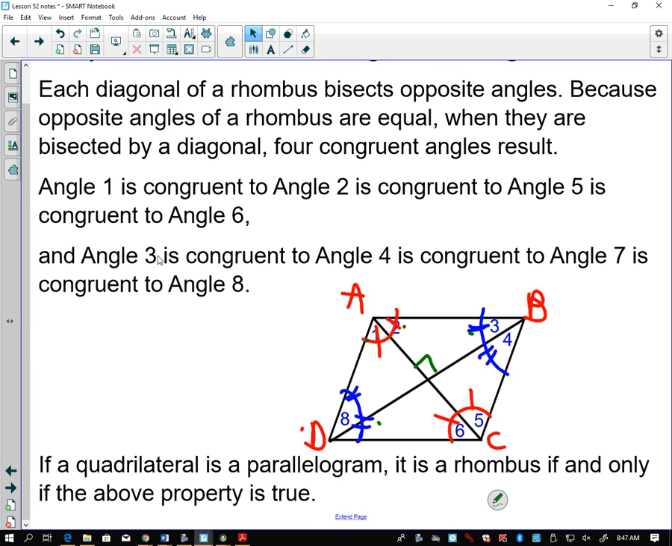So if a quadrilateral is a parallelogram, it's a rhombus if and only if the above property is true. Given this information, I can now prove that it's a rhombus. Again, the original statement is, this is a rhombus, therefore these things that are going on inside are true. The converse is, if these things going on inside are happening, then it is a rhombus.